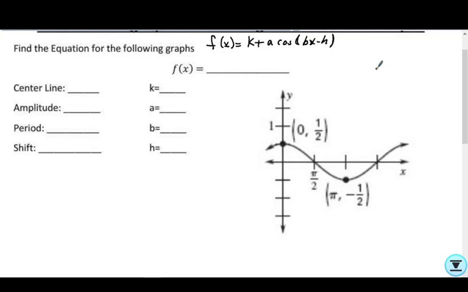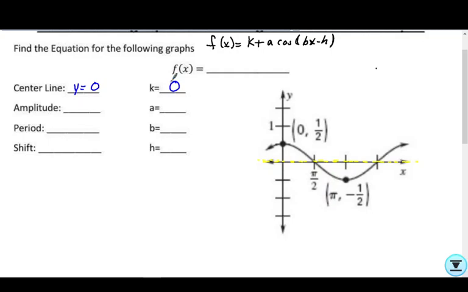So let's start with the center line. Well, my center line is right in the middle. Since my maximum's at 0, 1/2 right here, and my minimum's at pi, negative 1/2, that means my center line is here because it's right in the middle of my maximum and minimum. And that's at 0. So my center line is y equals 0. And if my center line's at 0, that means k is 0 because it has not been shifted up or down. Because if it had, then my center line would be in a different place.